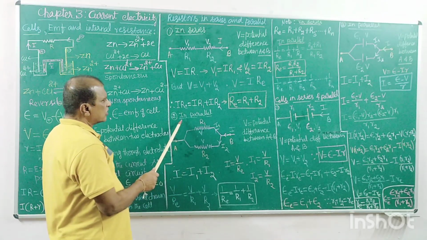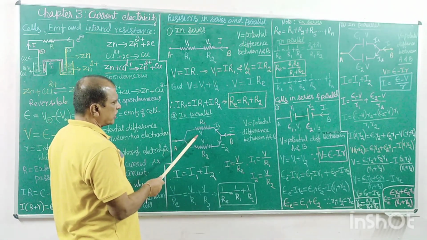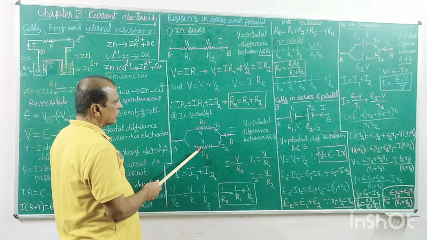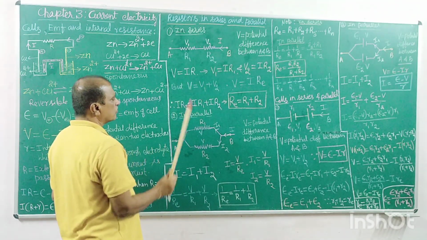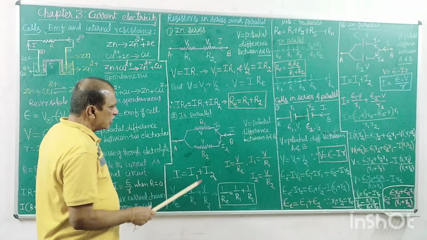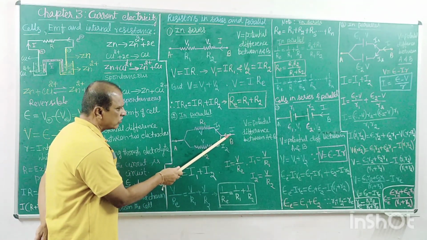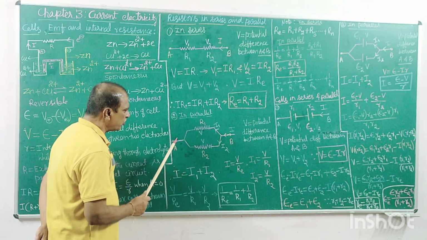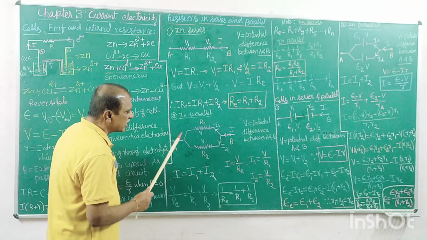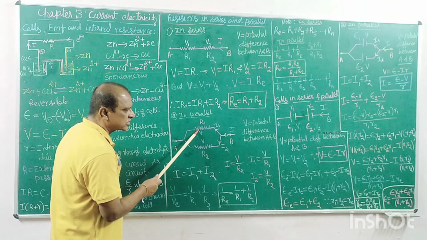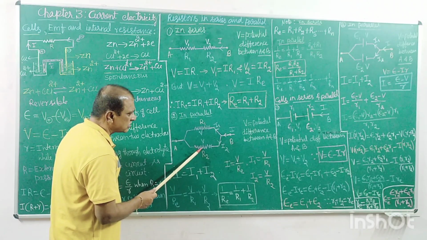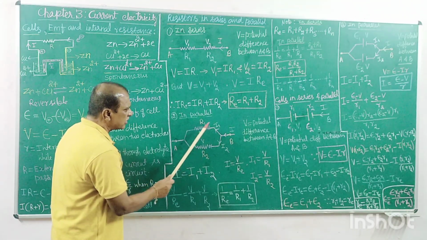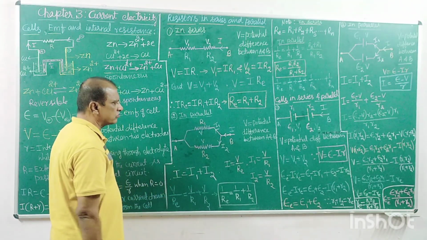Now let us look at the parallel connection. What are we looking for? For a series connection, V is equal to V1 plus V2. But in a parallel connection, V remains the same. Whatever potential is applied between these two points remains the same potential across this resistance and the same potential across this resistance.